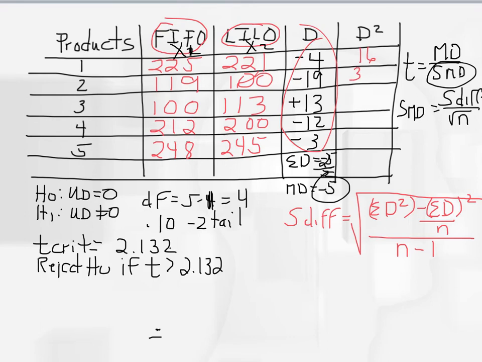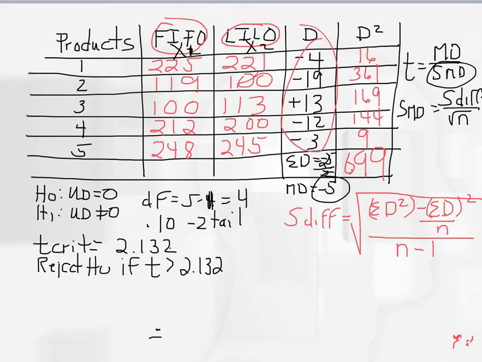16, 361, 169, 144, and 9. And if we added up all those difference scores, we would get 699. So when we add up all these difference scores, 16 plus 361, we get 699.